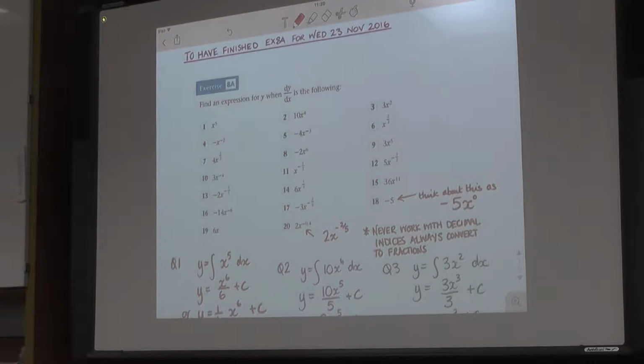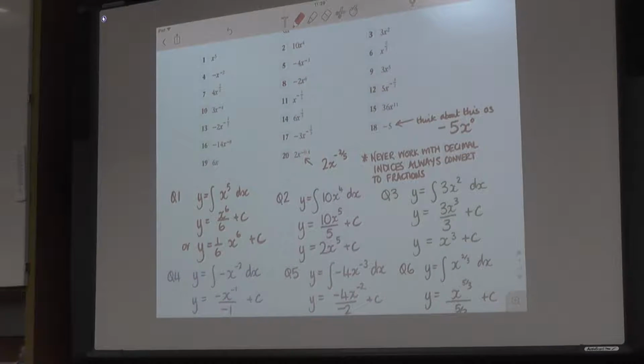That's what we were looking at yesterday, the 22nd. So I wanted you to finish off this exercise. We got quite a bit into it yesterday. So what I'll do is I'll point out a few of the ones that were quite tricky.